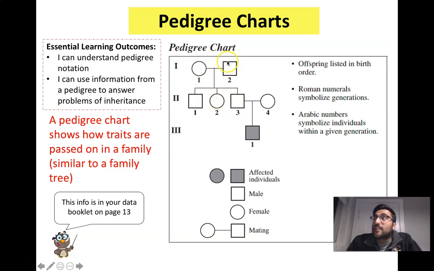So from these two kids here in generation number one, from grandparents one and two here, basically, they had three kids: an oldest son, a middle child who was a daughter, and a third child that was a son. That son married a woman, and they had one kid who was affected by whatever trait we're looking at. Roman numerals are going to dictate what generation you're talking about. So generation one, generation two, generation three.